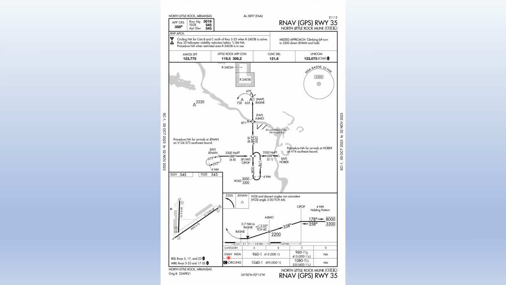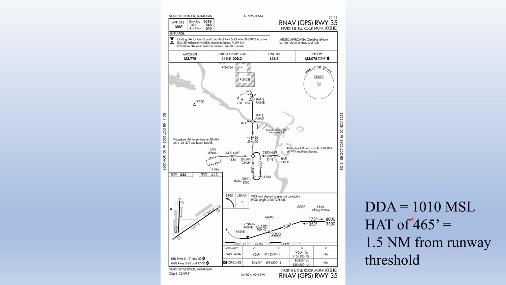So if we want to use the LNAV+V technique to fly the approach and follow that advisory glide path, we'll need to create a DDA by adding 50 feet to our MDA. So that is going to give us a DDA of 1,010 feet MSL, and that is a height above touchdown of 465 feet. So how far away from the runway are we if we're on a 3-degree glide slope, or a 3.05 degree glide slope, when we're at 465 feet above the runway at that DDA?